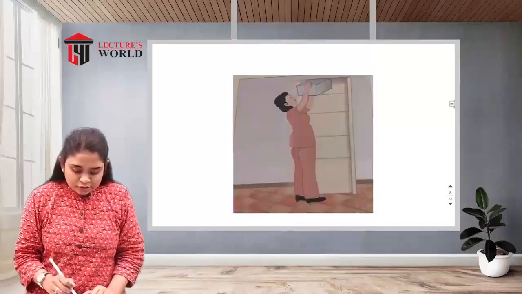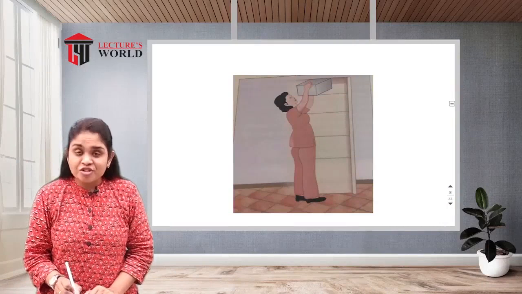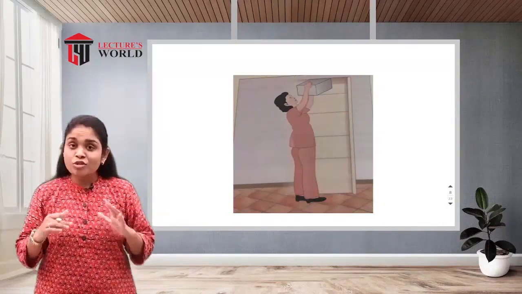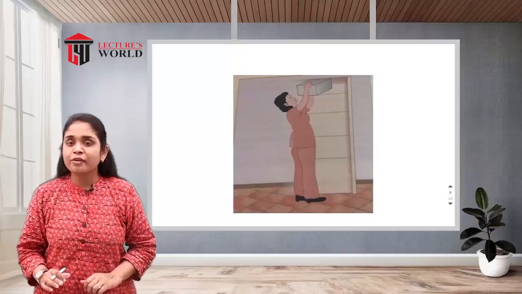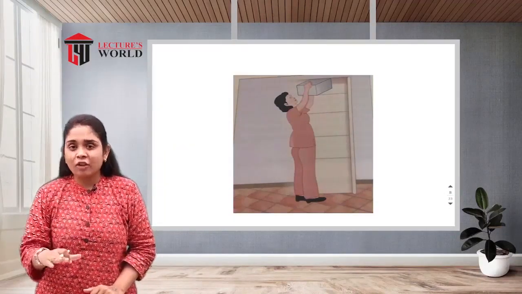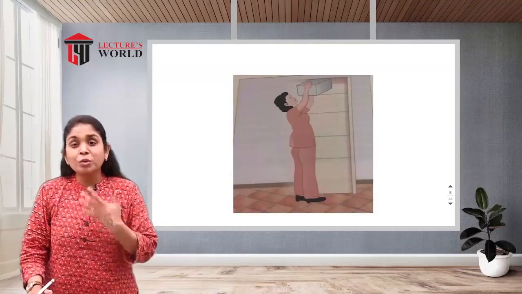So here the nurse is trying to keep something over the shelf. The shelf is there and she is keeping something there. So at that time also, overreaching should not be there. Okay, make sure the working level is at the level of that. So you need not use more effort.